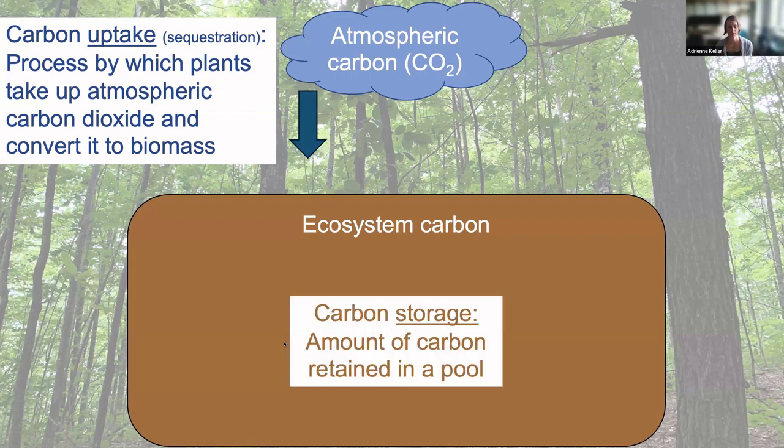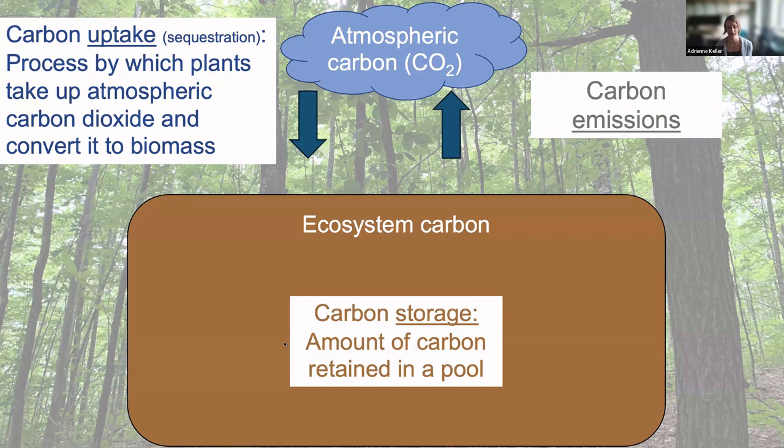And then the amount of carbon that's stored in the ecosystem is what we call carbon storage. And that's a stock of carbon, or the amount of carbon that's retained in a pool. So carbon uptake or sequestration is a flux. Carbon storage is a stock, the amount of carbon that's retained in a pool at any given time. And then again, it's a cycle. And so over time, the carbon that is stored in the ecosystem is going to be emitted back into the atmosphere.